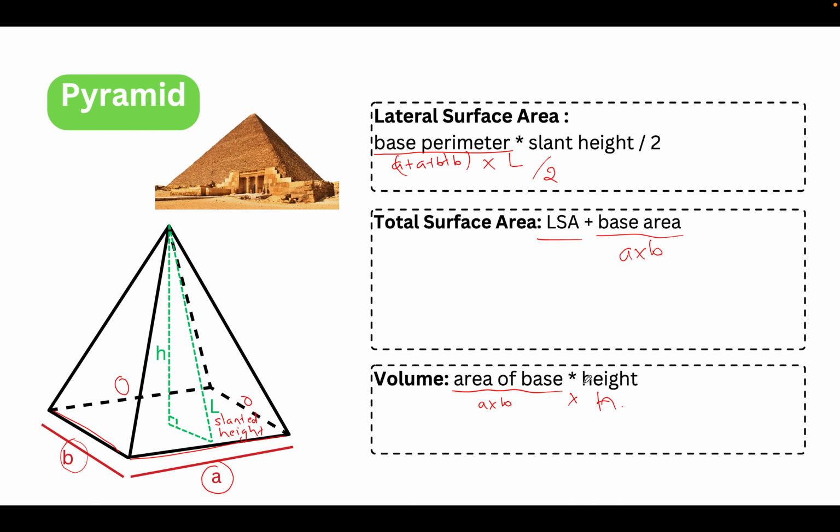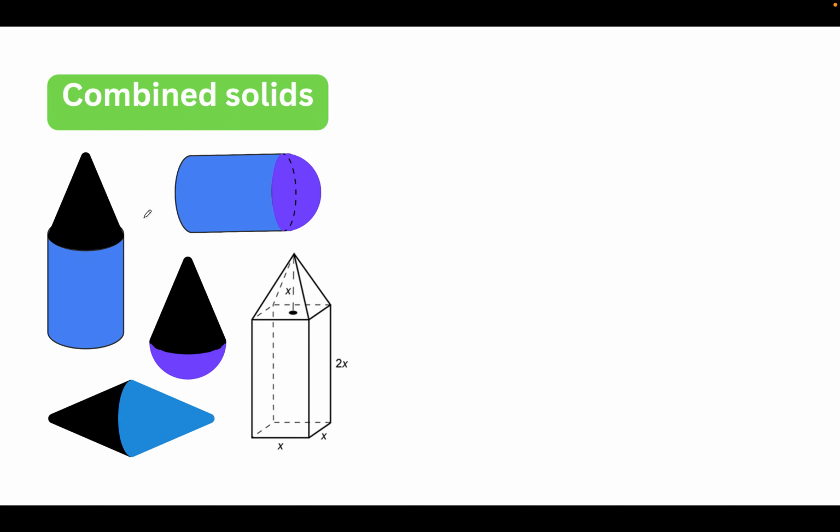Now moving on to combined solids, we have multiple types of solids. In this solid, the cone is combined with a cylinder. Okay, and in this the cylinder is combined with a hemisphere. In this the cone is combined with a hemisphere. Here 2 cones are combined with each other, and in here this is x and this is x, so this is a square.